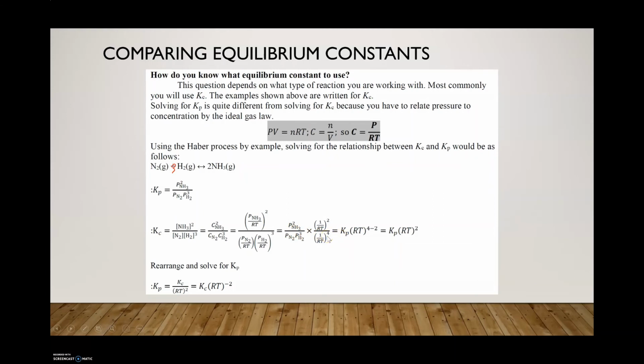If you remember, there's an inverse rule where if you have it in the denominator, you can invert this. So this goes up, this goes down, and they flip-flop each other. So instead of having 2 minus 4, you're actually going to have 4 minus 2. When you do this, what you end up with is K sub C is equal to K sub P times RT to the 2nd power. Now we want to solve for K sub P. We're going to rearrange this. All we do is divide out RT to the 2nd power from each side.